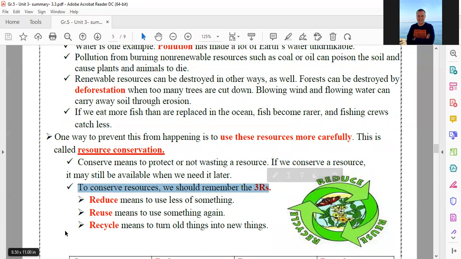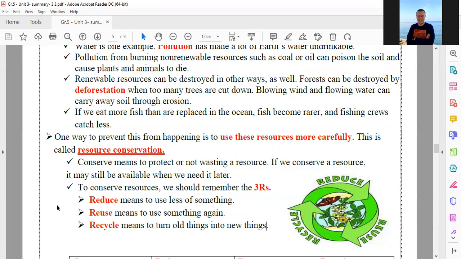What are the 3 R's? Reduce, reuse, recycle. Again, in order to conserve or protect any resource, we need to remember the 3 R's. Reduce means use less of something. Reuse means use something again. And recycle means to turn the old things into new ones.